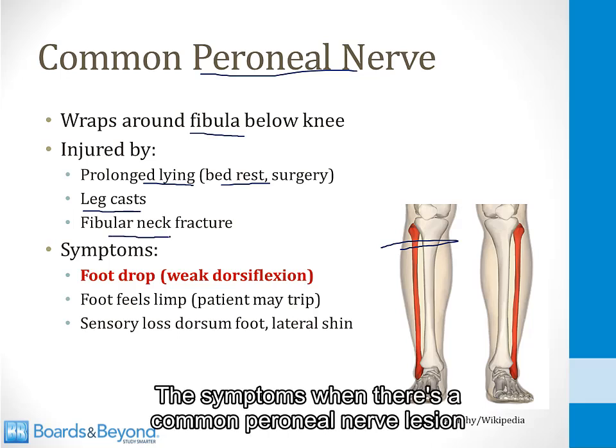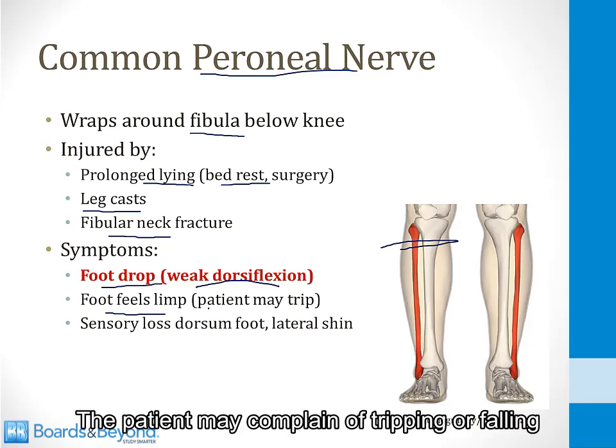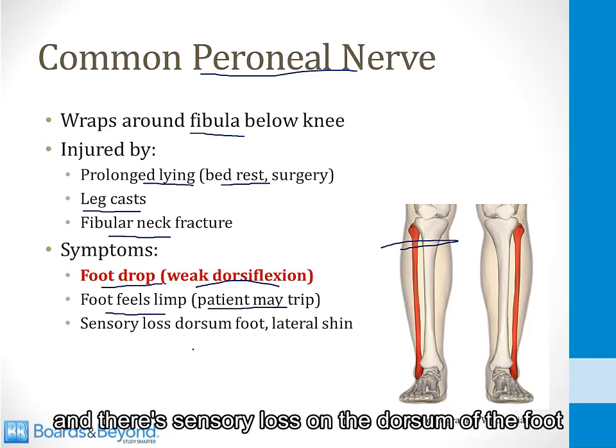The symptoms when there's a common peroneal nerve lesion include foot drop. There's usually weak dorsiflexion. The foot can feel limp. The patient may complain of tripping or falling. And there's sensory loss on the dorsum of the foot and the lateral shin.